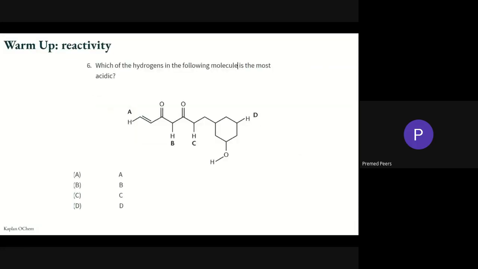This is one of the questions from the Kaplan book, and hopefully you guys have read it. It talks about one of the properties of reactivity, in terms of acidity. I'm going to give you guys 2 minutes to do these questions. Wait, Rashina already got the answer. So I don't know if we need 2 minutes, but let's see if other people got the same answer too.